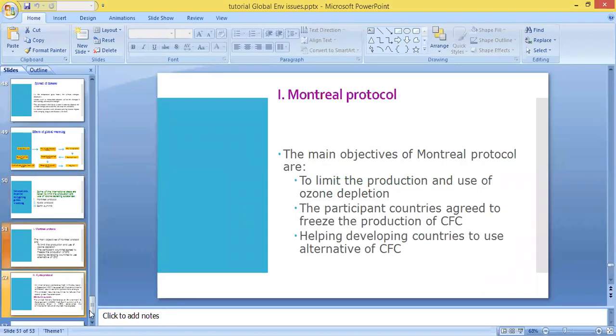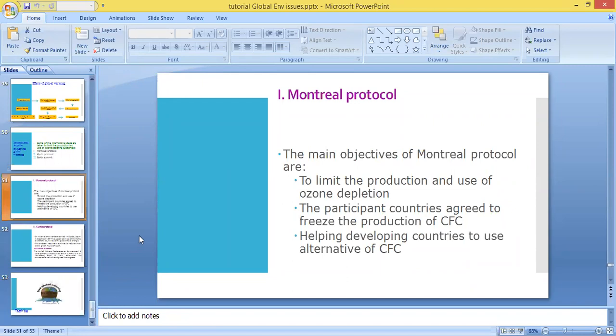Okay, so the main objectives of the Montreal Protocol were to limit the production and the use of ozone depleting substances. The participant countries agreed to freeze or limit the production of CFC, helping developing countries to use an alternative for the CFC. As you can see over here, the CFC is equally dangerous to 7,000 molecules of CO2. So if any alternative solution is found to the CFC gas, it should be much more promoted. That was the idea shared in the Montreal Protocol, and the participant countries did freeze the production of the CFC.